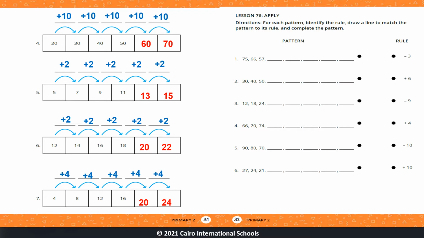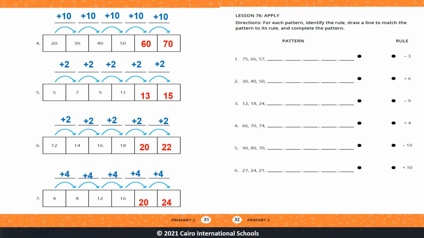Lesson 76, the apply part. For each pattern, identify the rule, draw a line to match the pattern to its rule, and complete the pattern. Now we will find the pattern rule and match, then we will complete. Question number 1, the pattern is 75, 66, 57. First you have to ask yourself, is the pattern increasing or decreasing? The pattern is decreasing because numbers are getting smaller. So we will write minus in the pattern rule.